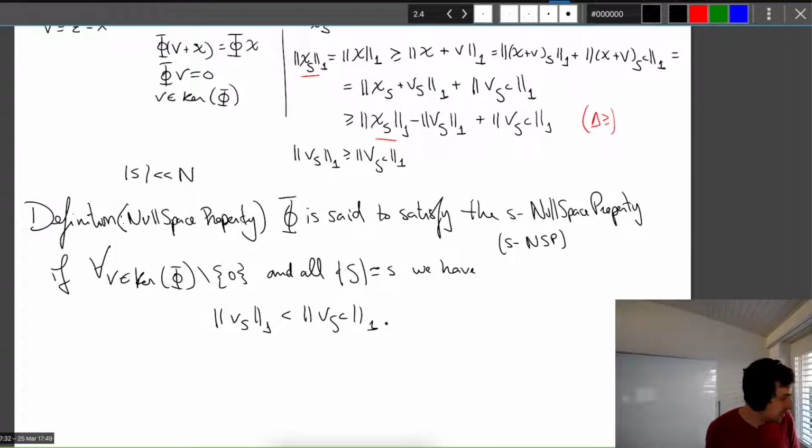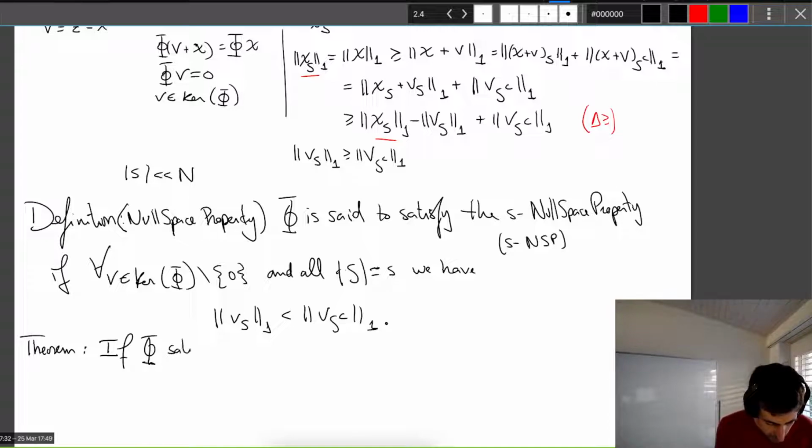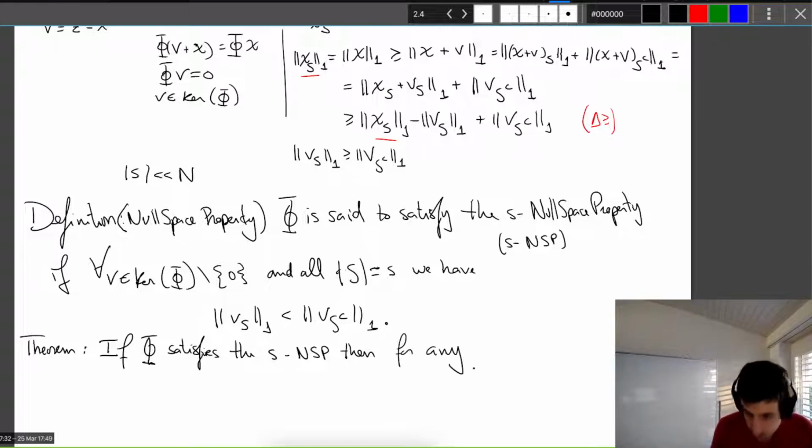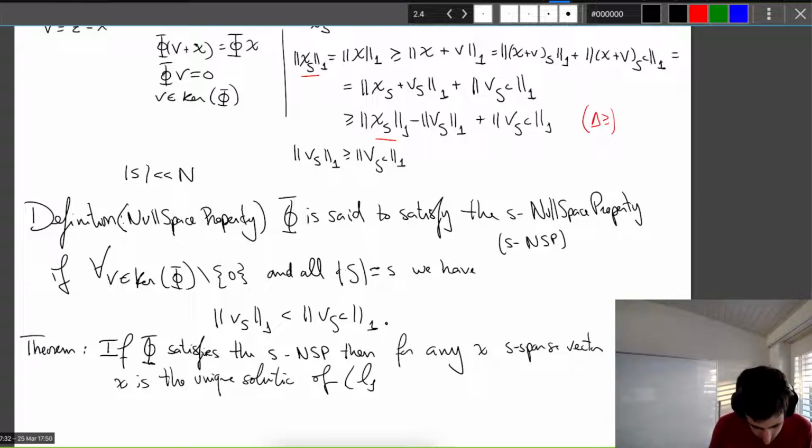Okay, and so above, what did we prove? Let me write a theorem of what we proved above. We proved that if phi satisfies the S null space property, then for any S-sparse vector x, x is the unique solution of the L1 minimization. Okay, so the L1 minimization really gives us what we want.